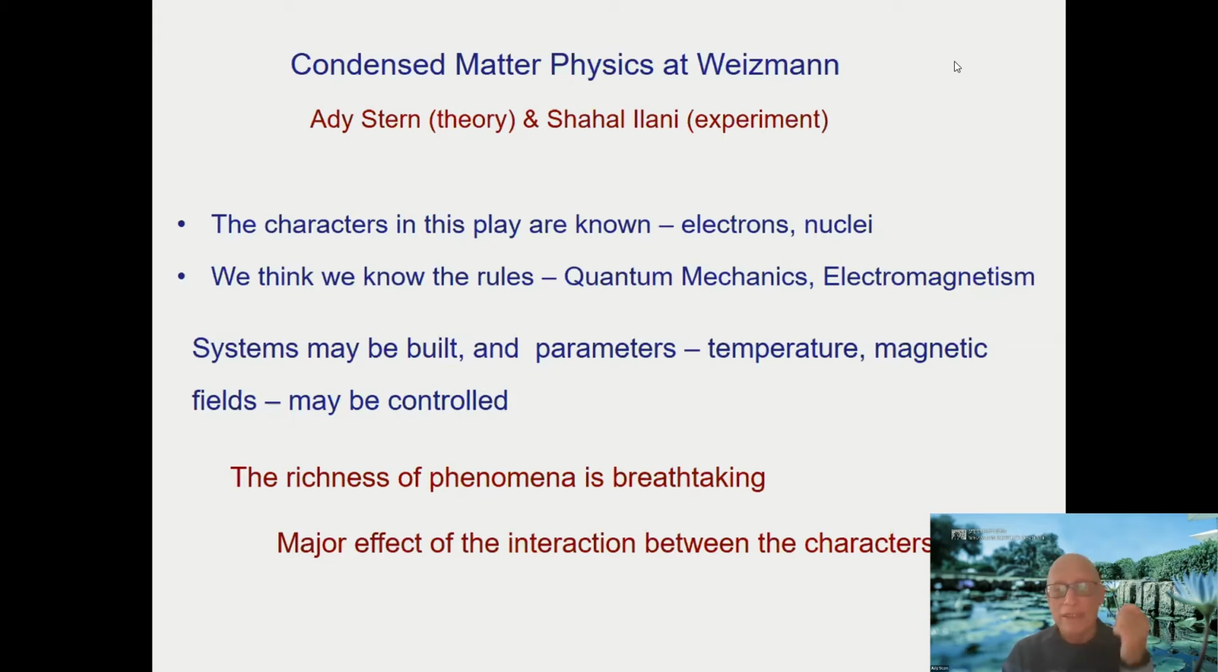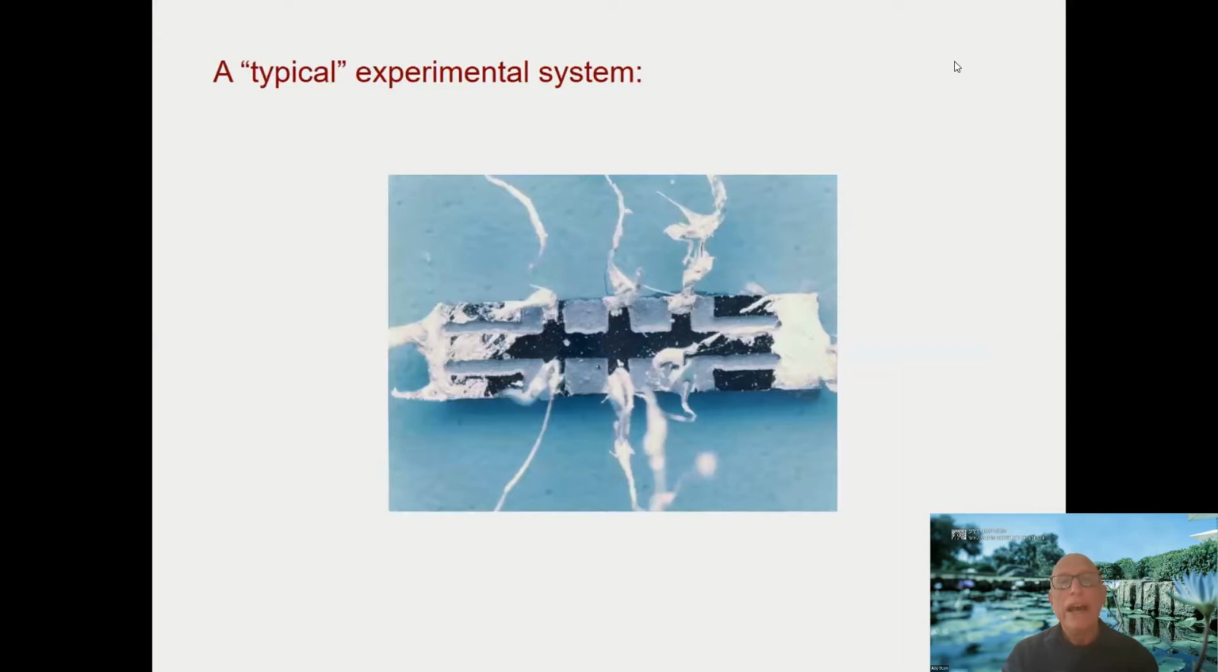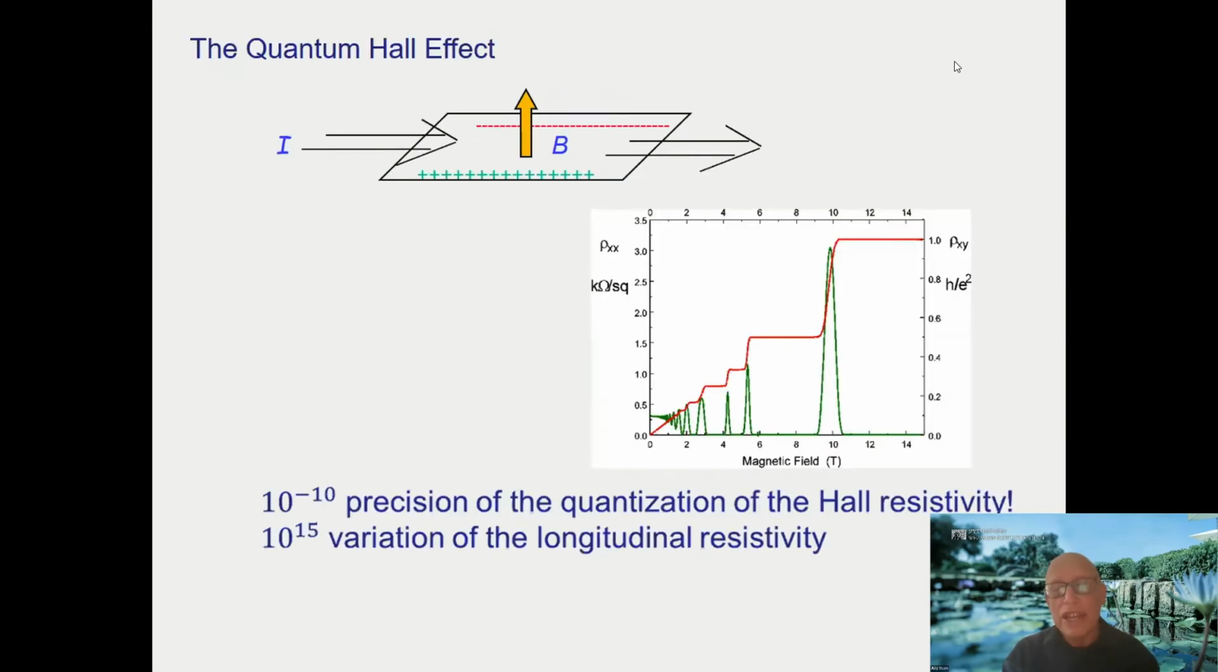And what we see more and more as time goes by is the huge effect that the interaction between all these constituents has on the behavior. Now, this is the first example. This is a picture of an experimental system. It's a piece of a semiconductor. There's nothing particular in this. It's made of a material called gallium arsenide, but you can reproduce it in about 15 other materials. You push a current and you measure voltage. And this is what you see.